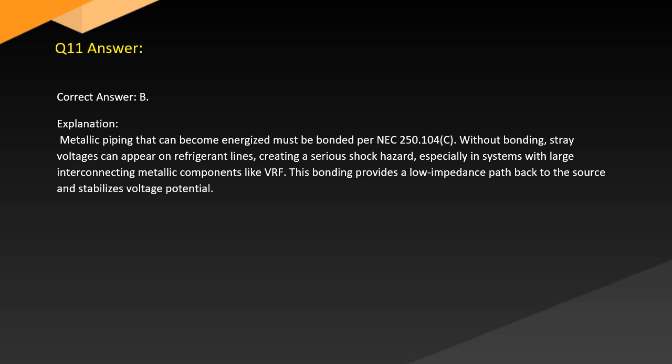Answer. Correct answer: B. Explanation: Metallic piping that can become energized must be bonded per NEC 250.104(C). Without bonding, stray voltages can appear on refrigerant lines, creating a serious shock hazard, especially in systems with large interconnecting metallic components like VRF. This bonding provides a low impedance path back to the source and stabilizes voltage potential.